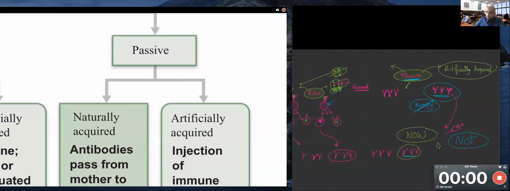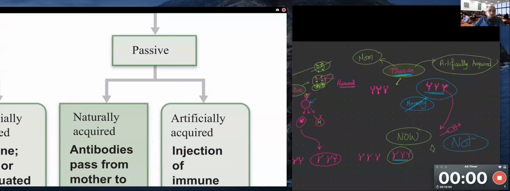Can you guess whom? Your mom. Your mom loves you more than big companies trying to prepare the vaccine, trying to prepare the immunoglobulin for you. Your mom loves you and she will give you the immunoglobulins for free.